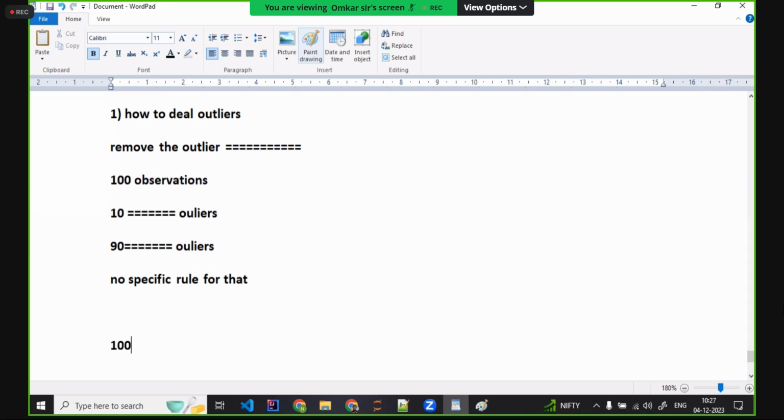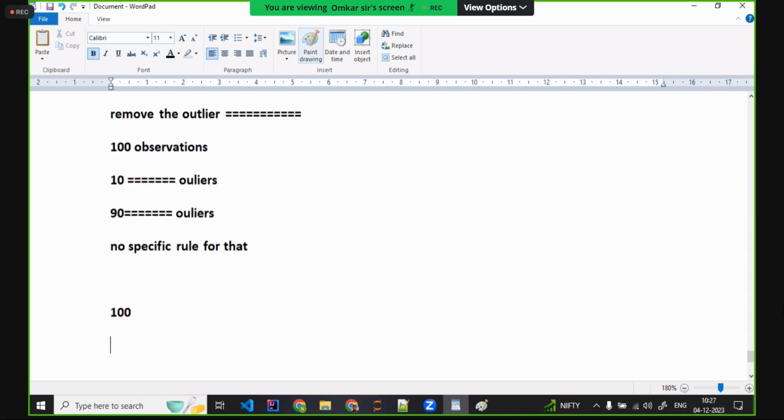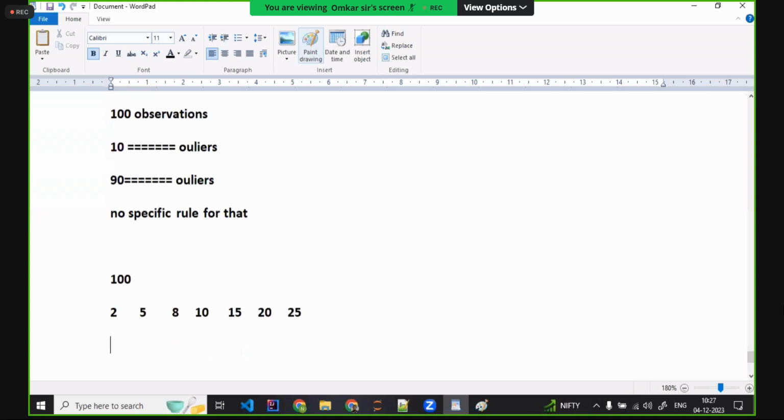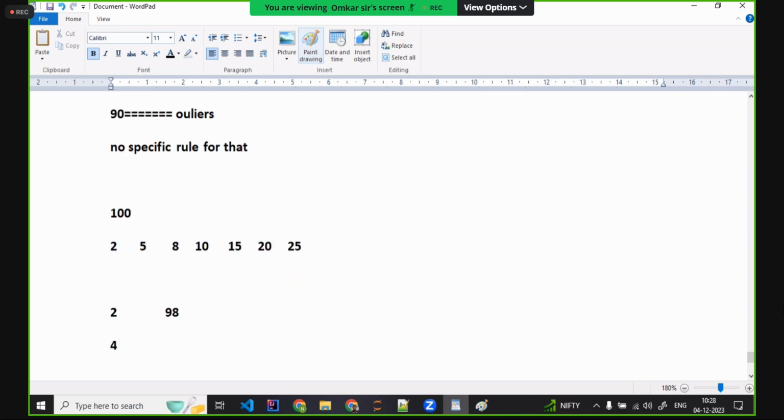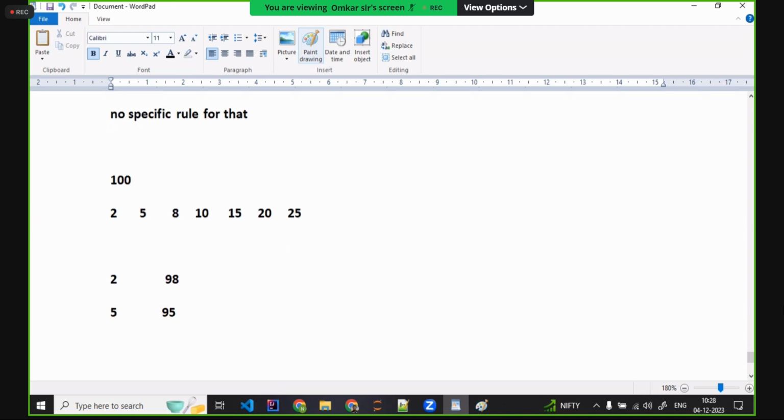Suppose out of 100, now let's see here. 2 outliers, 5 outliers, 8 outliers, 10 outliers, 15 outliers, 20, 25. Let's see in which cases you will remove the outliers. Suppose 2 is okay. If you remove 2 observations, how many remain? 98. Okay, fine. If 5 is there, how many remain? 95. Okay, fine. 8 is there, 92. Then 10 is there.